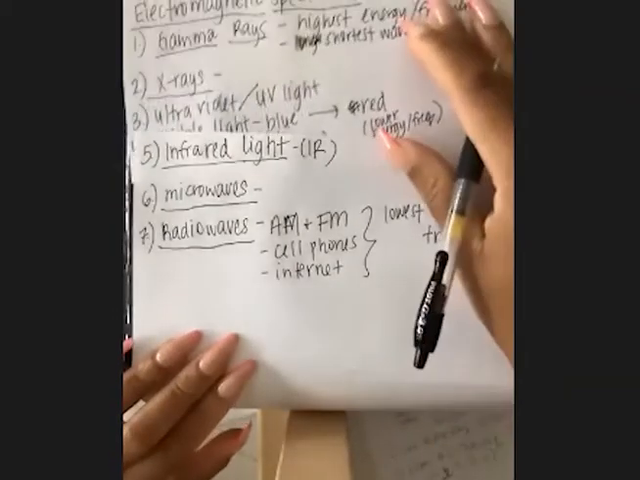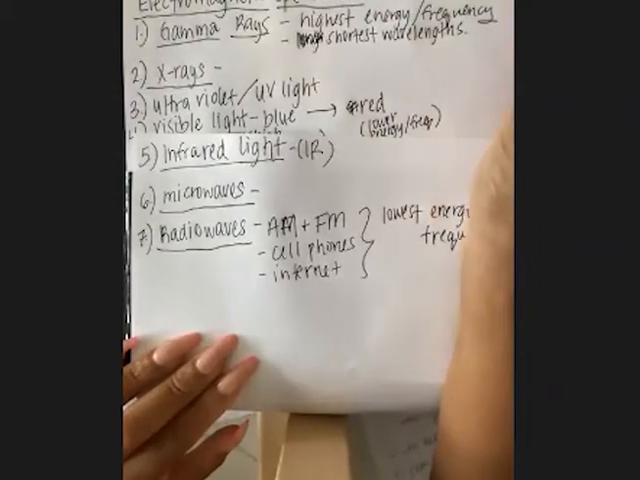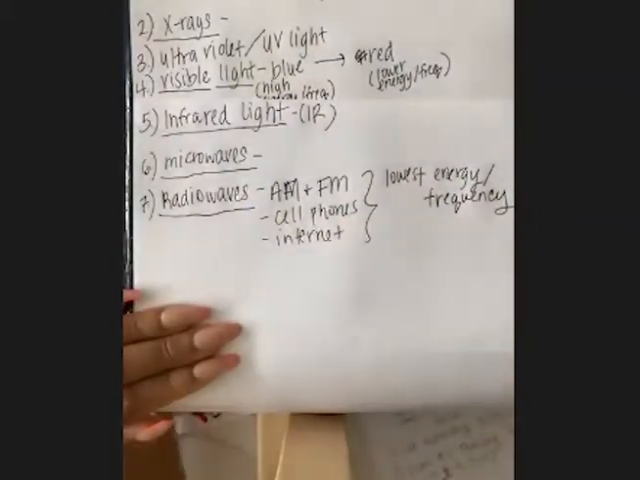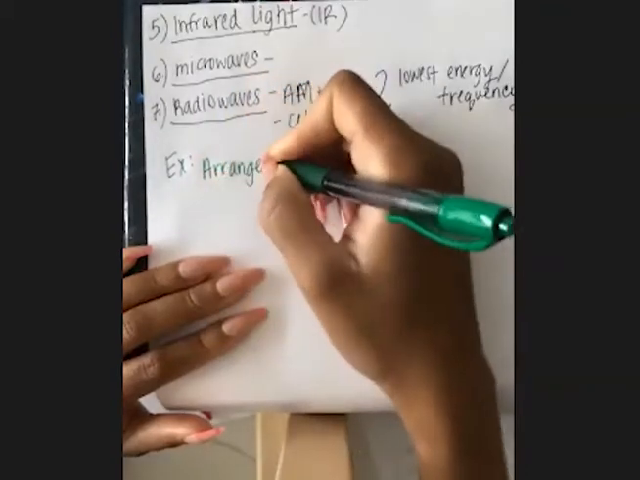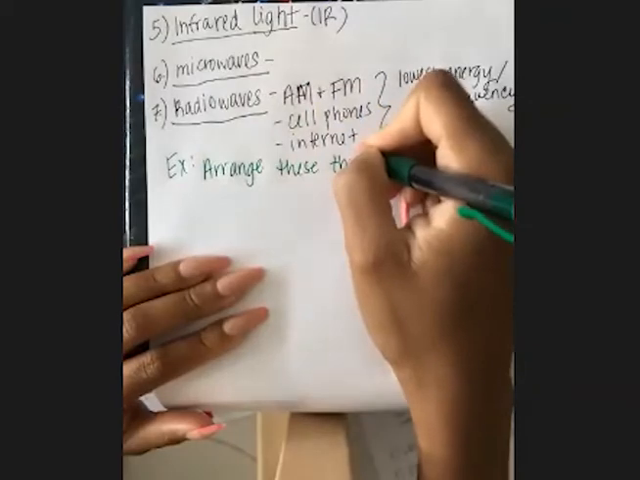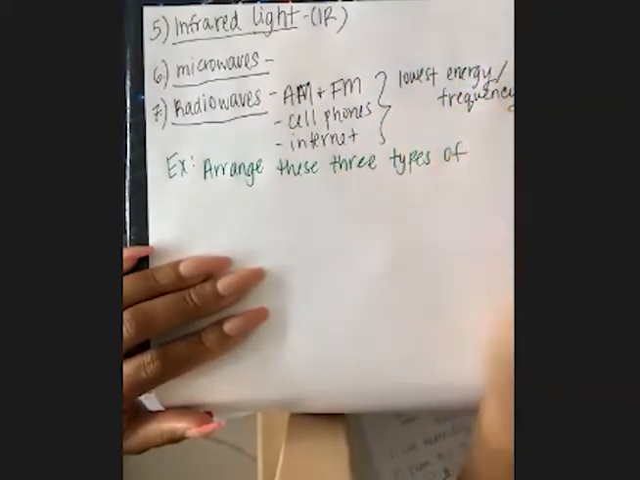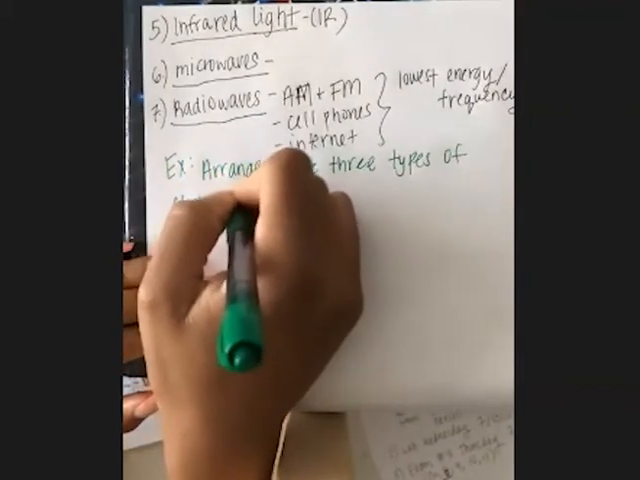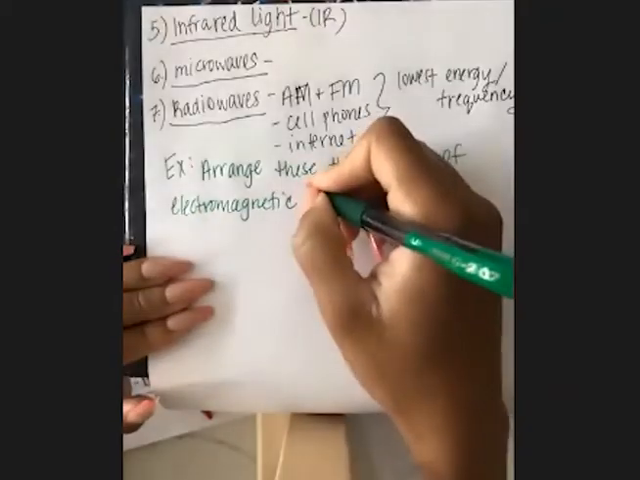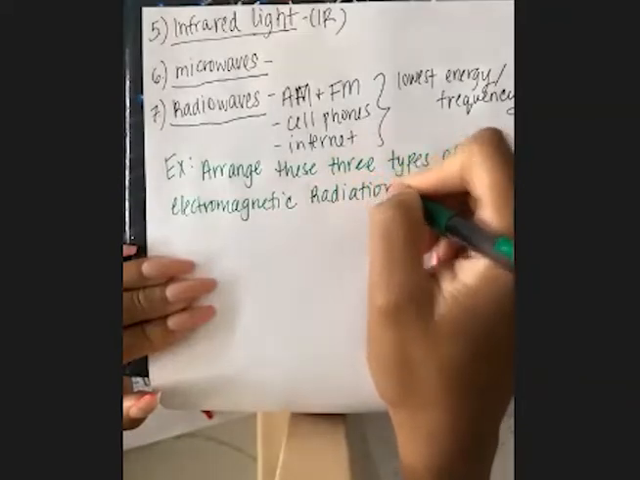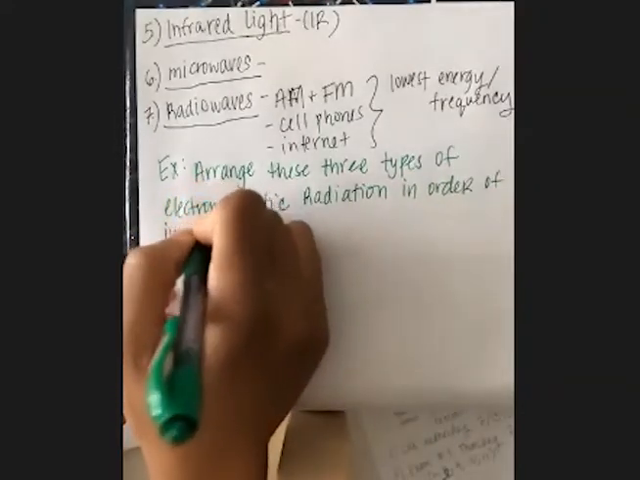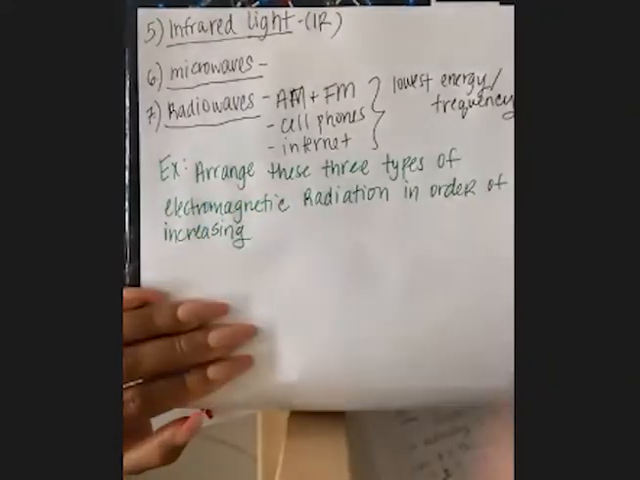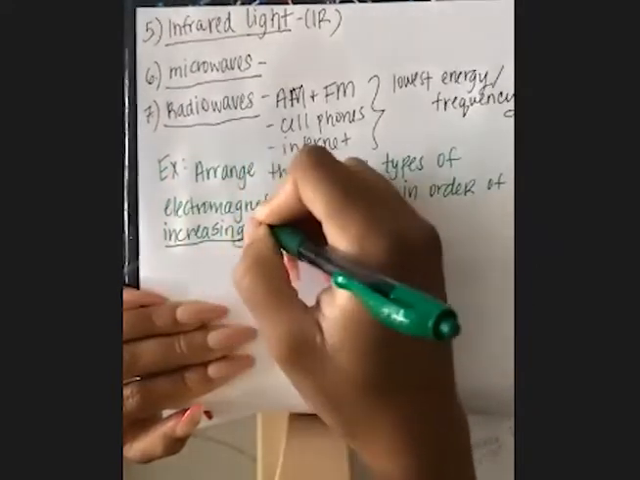All right, so questions that you guys would see in regards to the electromagnetic spectrum would be, for example, the question would say, arrange these three types of electromagnetic radiation in order of increasing, just in order of increasing. How about that? Let's just stop there.